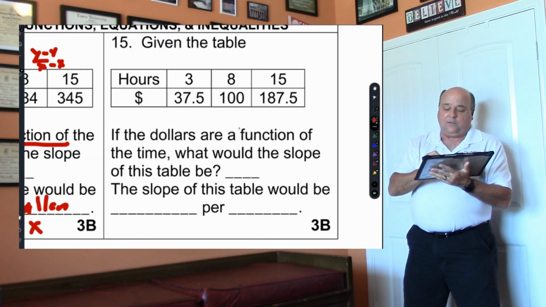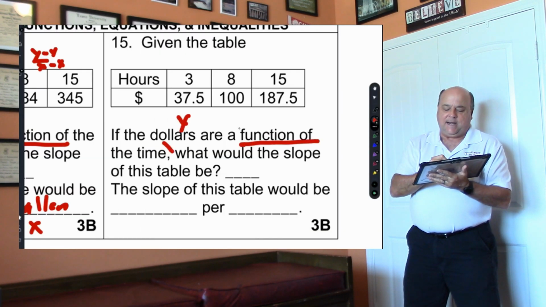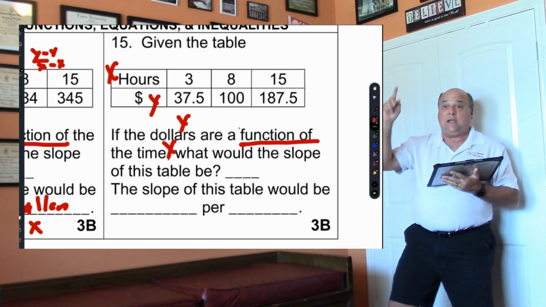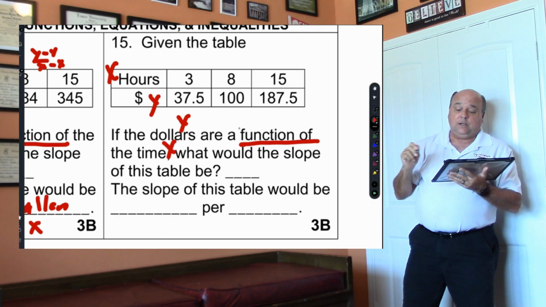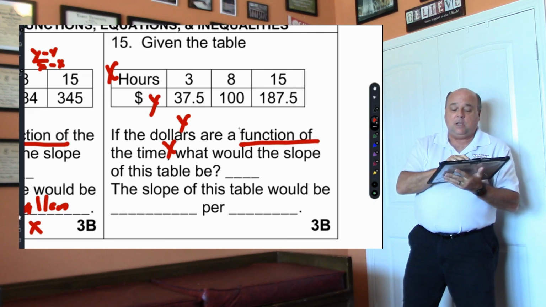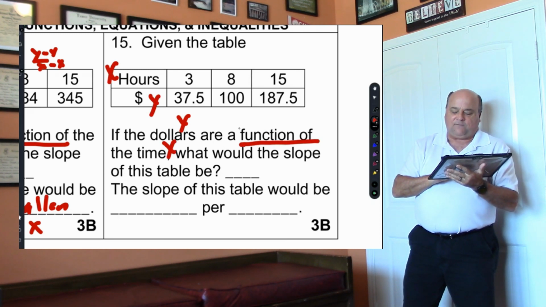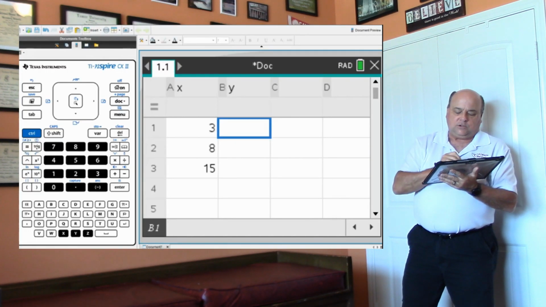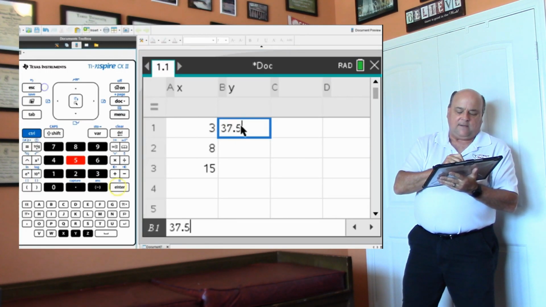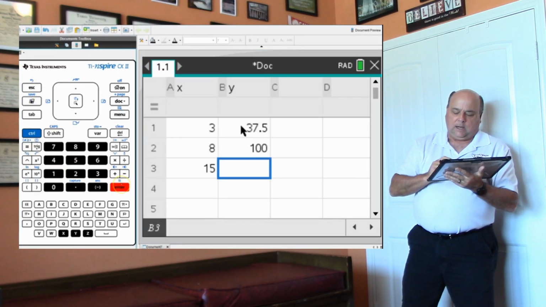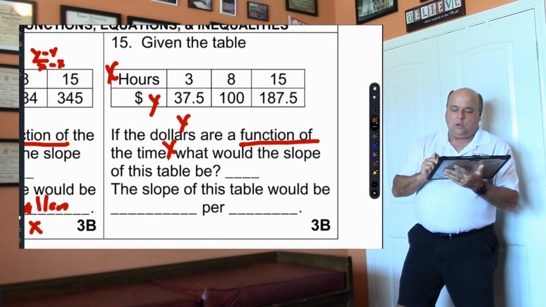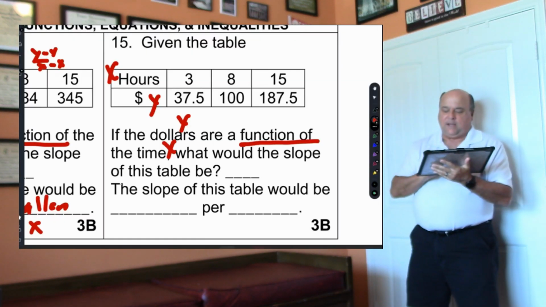Before we get any further, underline the function of y and x. The dollars is a function of the hours. Usually they put the x on the top. So our y will be 37.5, 100. And then my other y would be 187.5.